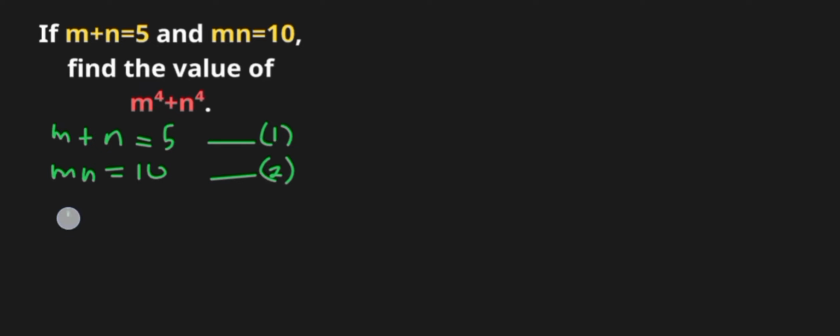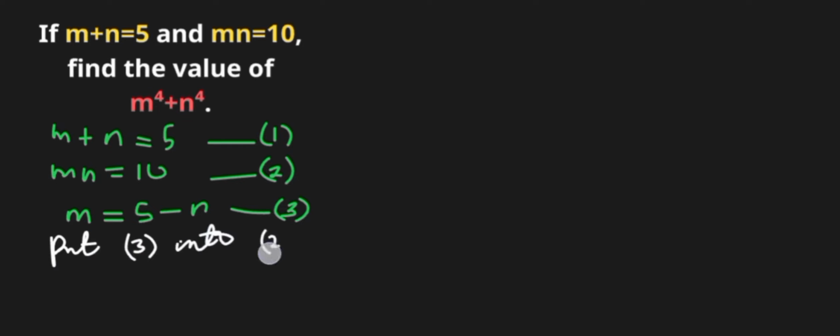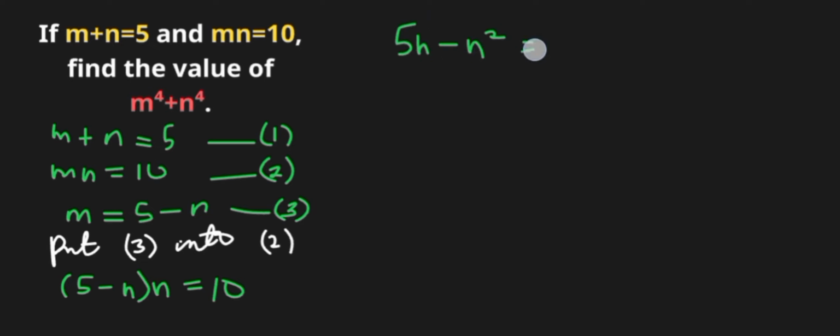By making m the subject of the formula in equation 1, which is 5 minus n, and then substituting the same into the second equation, where you have 5 minus n times n being equal to 10. And upon using the distributive property to remove the parentheses, you have 5n minus n squared to be equal to 10.